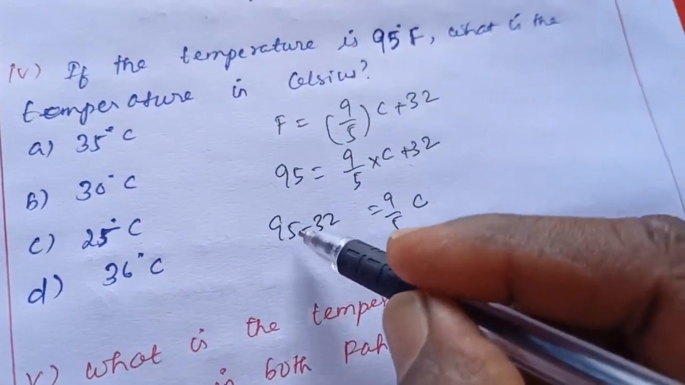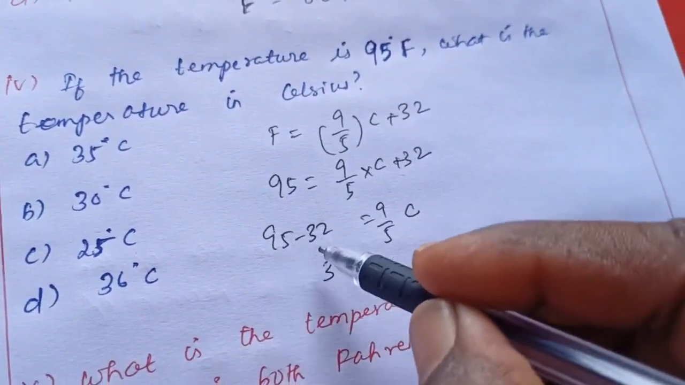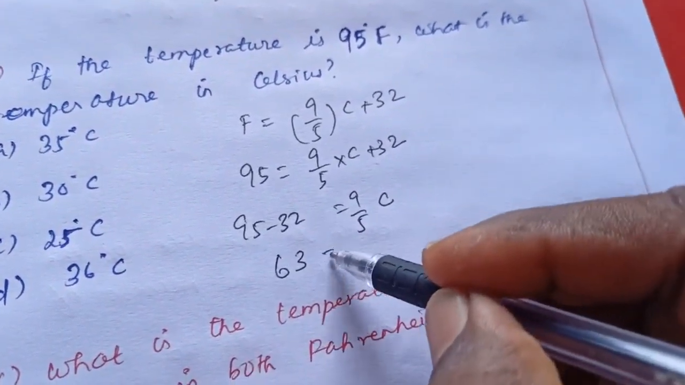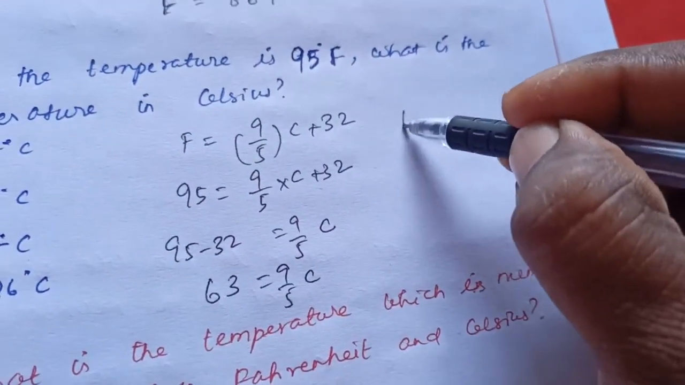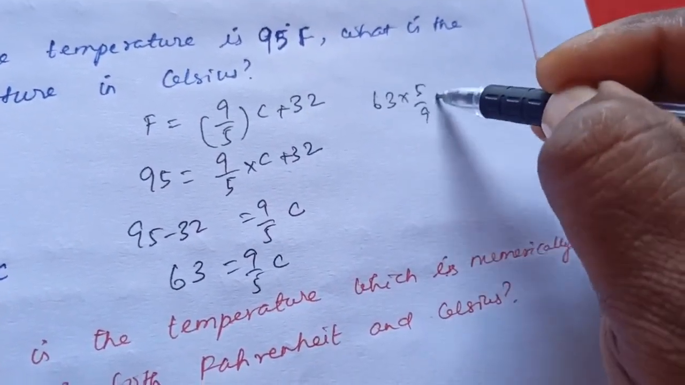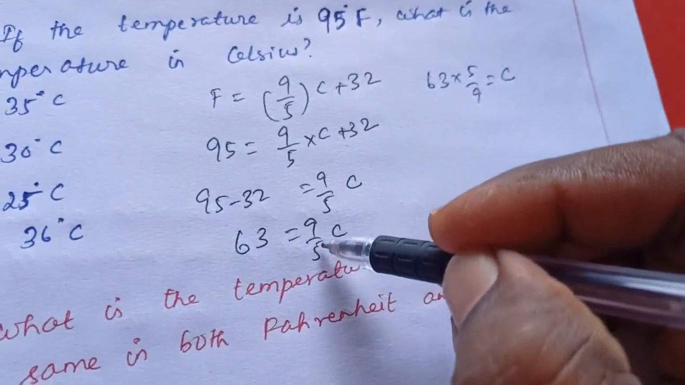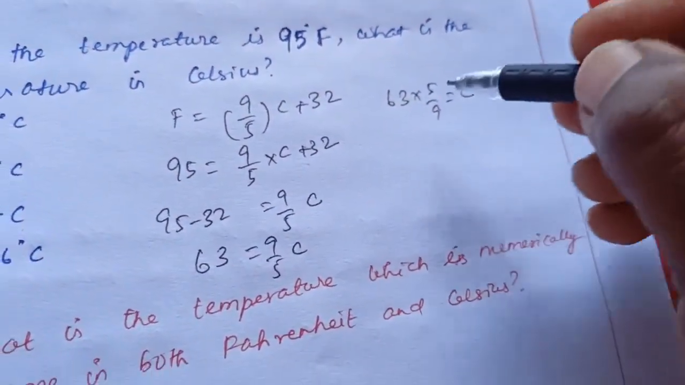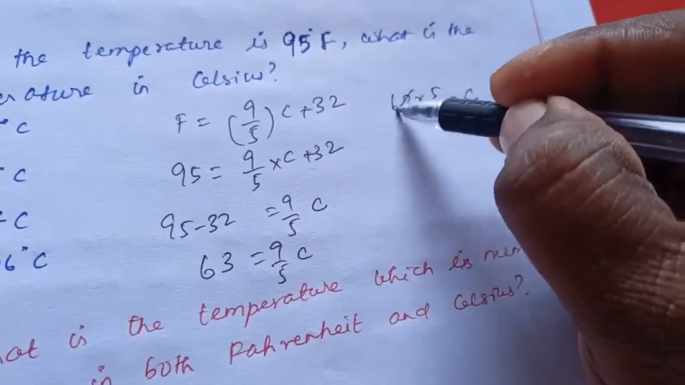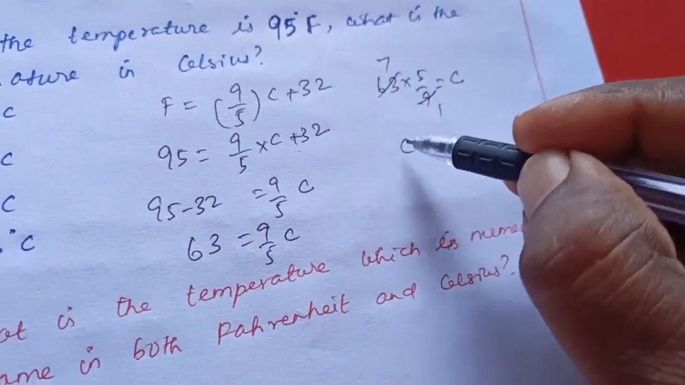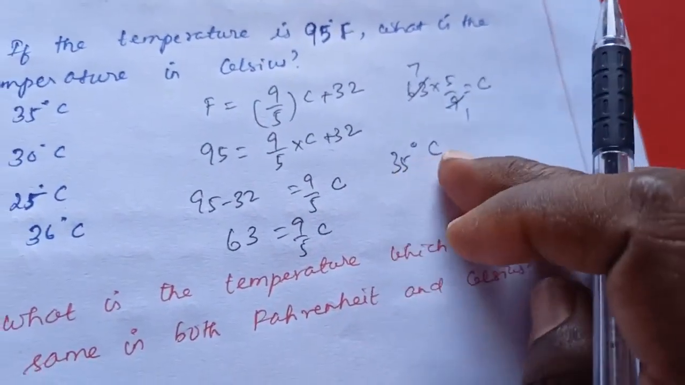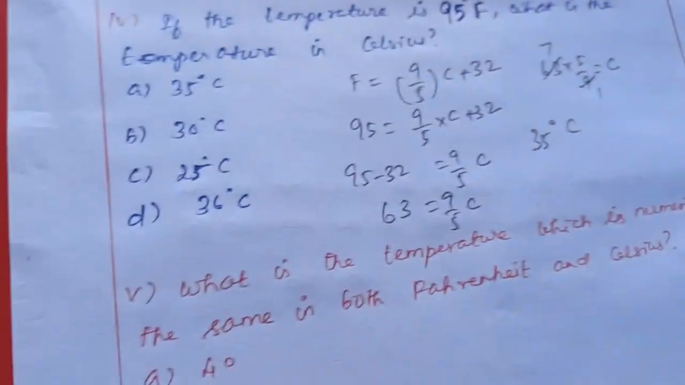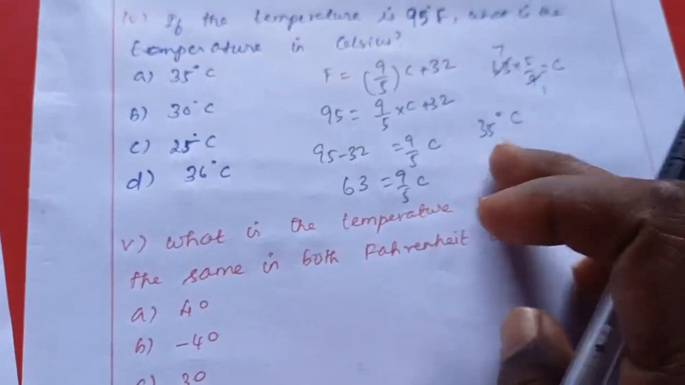95 minus 32 is 63, which is equal to 9 by 5 C. C means Celsius. So 63 into 5 by 9 is equal to Celsius, because the reciprocal comes. 1 9 is 9, 7 9s are 63. So Celsius is 35 degrees Celsius. This is the answer, 35 degrees Celsius. Next question. Can you understand this question?